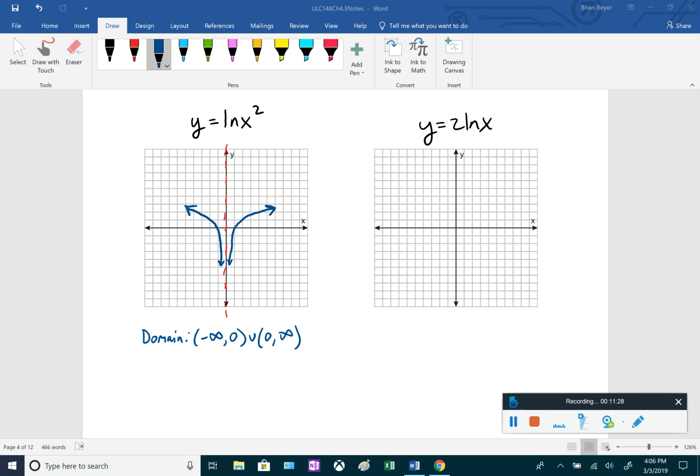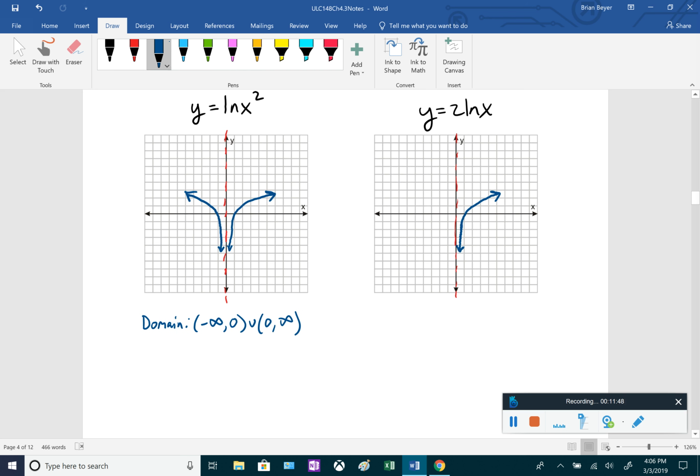For 2 ln of x, 2 ln of x is also going to have a vertical asymptote at x equals 0. It's going to have this side over here. Obviously, this is a rough sketch, so it's not going to be perfect. It does not have that left portion of it because we can only plug in the positive x values, because that's the domain for logarithm. So the domain here is going to be just 0 to infinity.